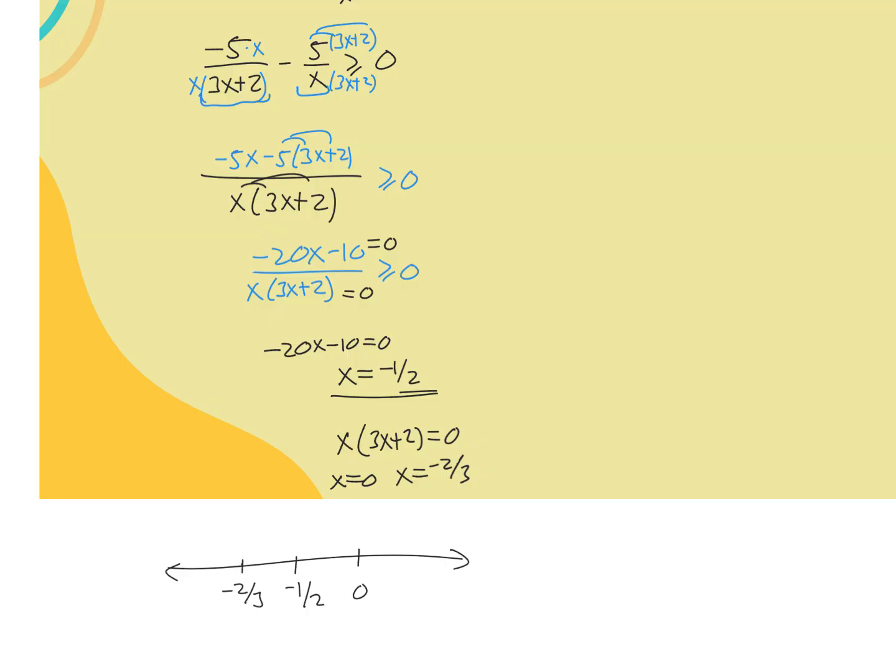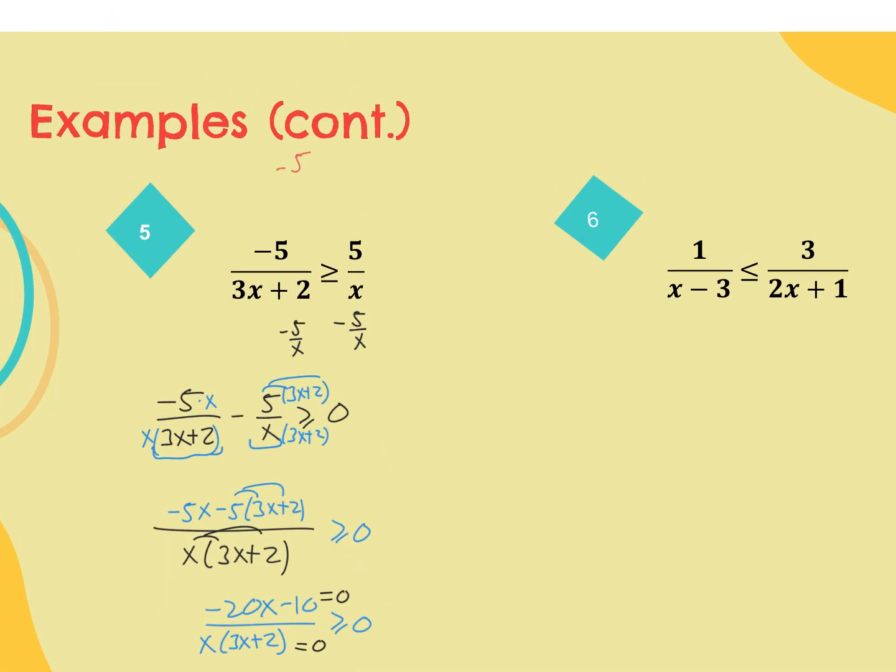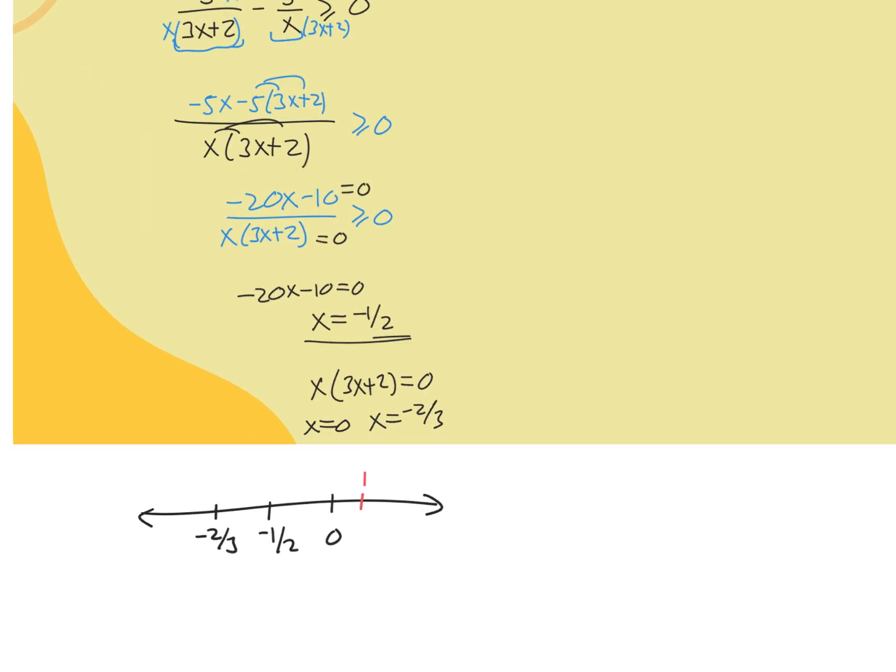Now, because 0 is one of our values, I can't really test that because it's not going to give me any information about my intervals. So I'm going to test the next easiest thing. So let's try 1. If we plug 1 into the original, I get negative 5 over 3 times 1 plus 2 is greater than or equal to 5 over 1. And so this gets us negative 5 over 5, which is negative 1, is greater than or equal to 5 over 1, which is 5. And that's not true. So then this entire section is not going to work.